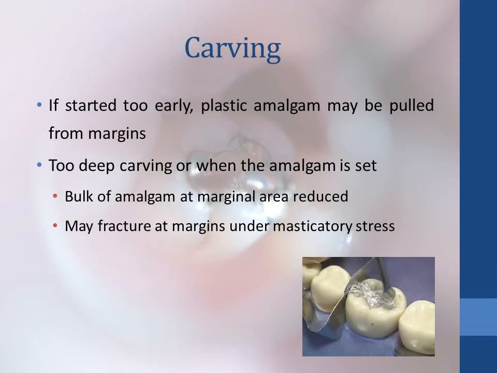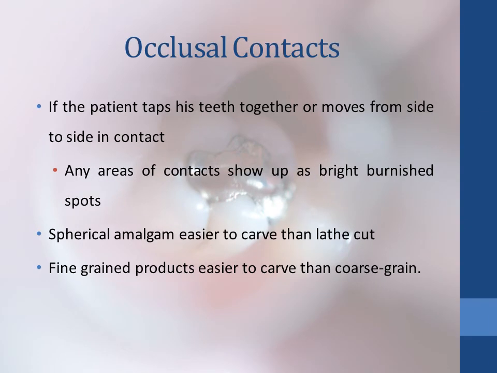If it is started too early, the plastic amalgam may be pulled or dislodged from the margin. With too deep carving, or when the amalgam is set, the bulk of the marginal area may be reduced and may fracture at margins under masticatory stress. So this has to be done very carefully, and we have to ensure that we rebuild the anatomy, not compromise it further. And so that is why it requires a lot of skill and expertise.